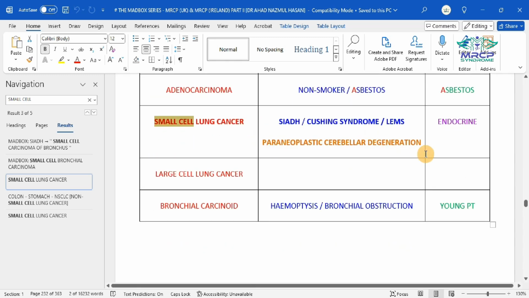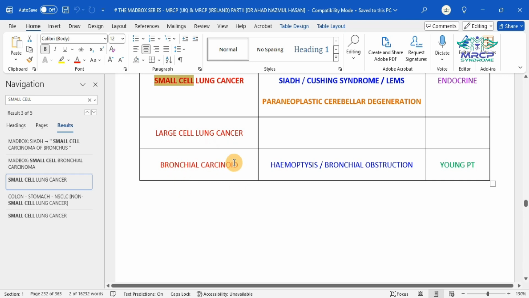Small cell lung cancer is usually associated with endocrine disorders like SIADH, Cushing syndrome, and Lambert-Eaton myasthenic syndrome. All three are important in favor of small cell lung cancer. Also, in case of paraneoplastic cerebellar degeneration, there may be an underlying small cell lung cancer.